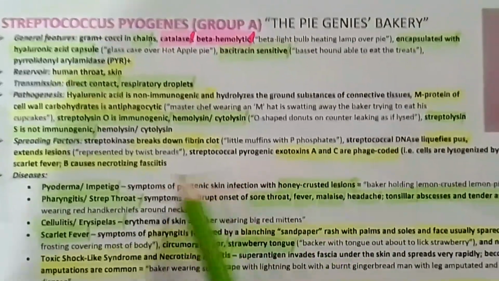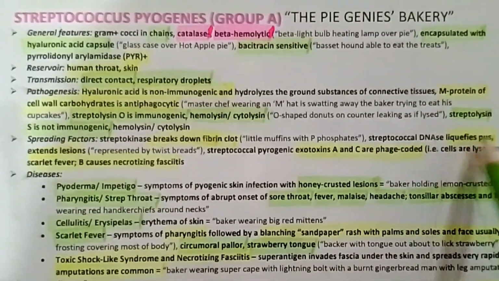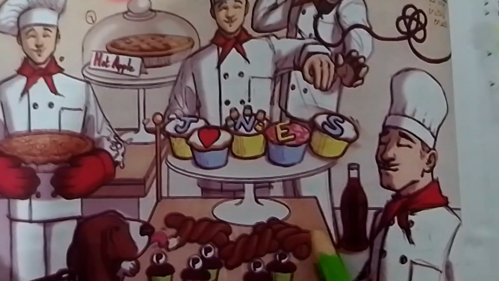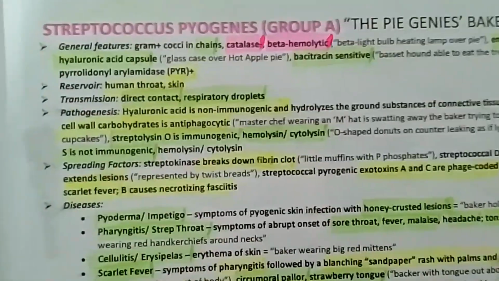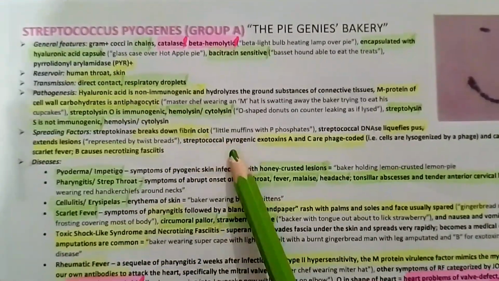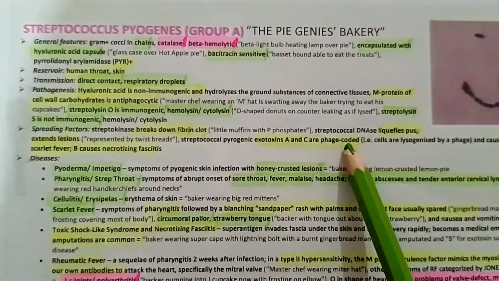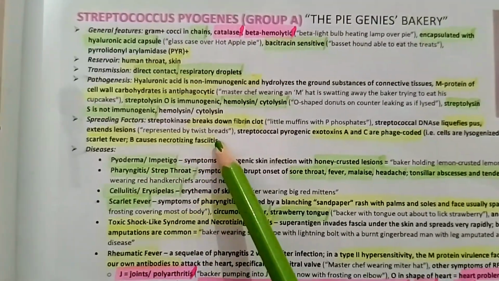The second spreading factor is the streptococcal DNases. These streptococcal DNases liquefy the pus and cause the extension of the lesions, represented by the twist breads. So here these twist breads represent the DNases that liquefy the pus and cause the extension of the lesions. The other spreading factors are the streptococcal pyogenic exotoxins A, B and C. Exotoxins A and C are phage coded and cause the fever and rash of scarlet fever. And streptococcal pyogenic exotoxin B causes necrotizing fasciitis.